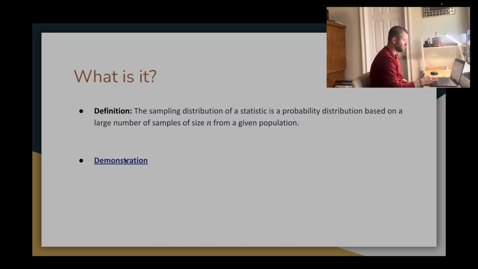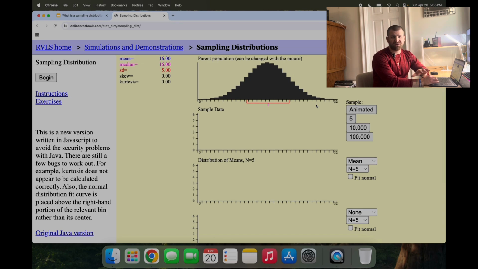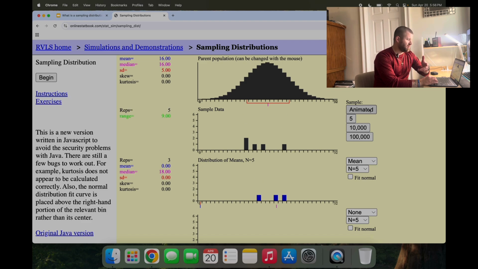And so to demonstrate what I mean by that, I have this demonstration here. For this particular case, the gray thing up here is your population. If I'm going to take a sample of size 5, I'm going to pull 5 people from the population. And the mean of that data set now becomes 1 point on my sampling distribution. And I can do this again. I get a second point.